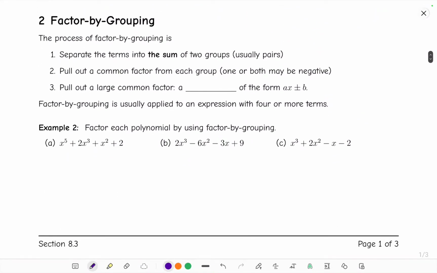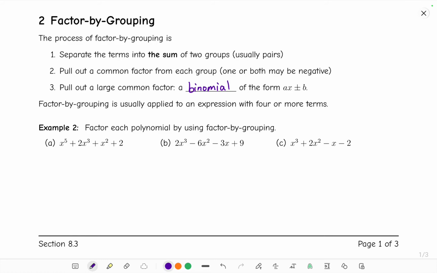The process of factor by grouping is to separate the terms into the sum of two groups, usually pairs. Pull out a common factor from each group. One or both may be negative. Then pull out a large common factor, a binomial, of the form ax plus or minus b. Factor by grouping is usually applied to an expression with 4 or more terms.